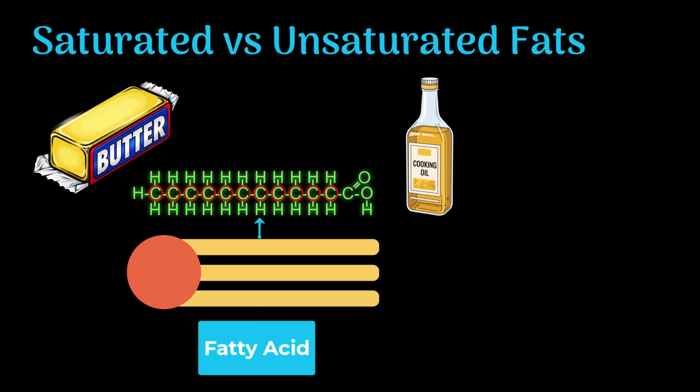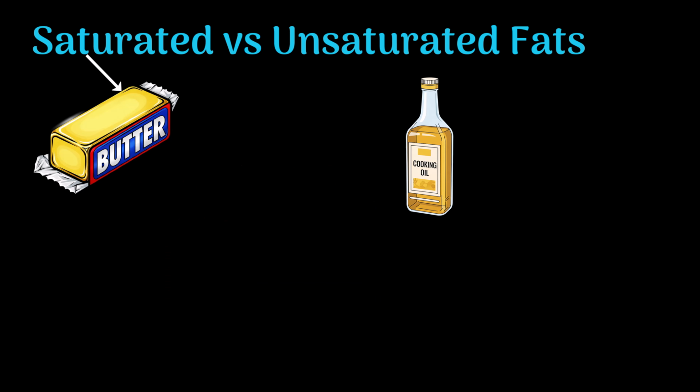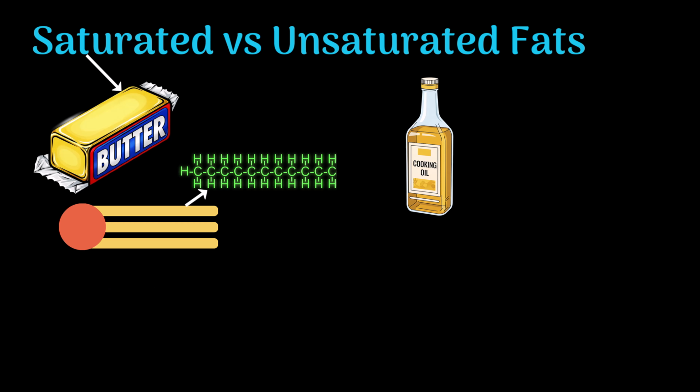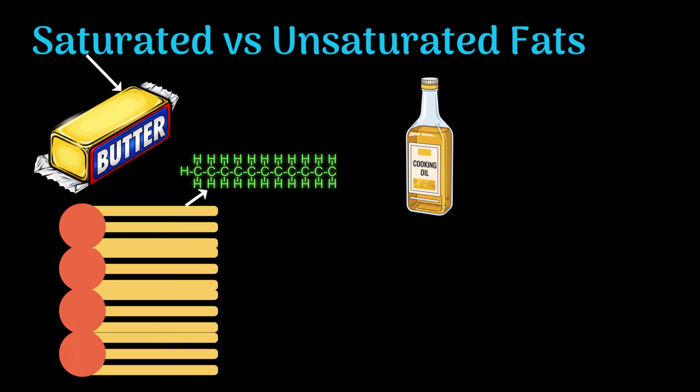The carbon atoms are also bonded to hydrogen atoms. Saturated fats contain saturated fatty acids. This means the carbon atoms of such fatty acids are saturated with hydrogen atoms. This makes the carbon chain in them perfectly straight. All bonds in them are single. They do not contain double bonds. That's why in saturated fats, their fatty acids are tightly packed and their structure is solid at room temperature.